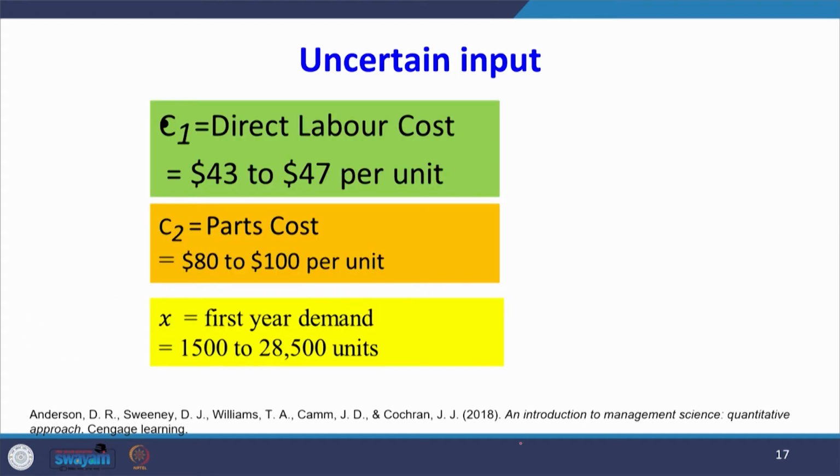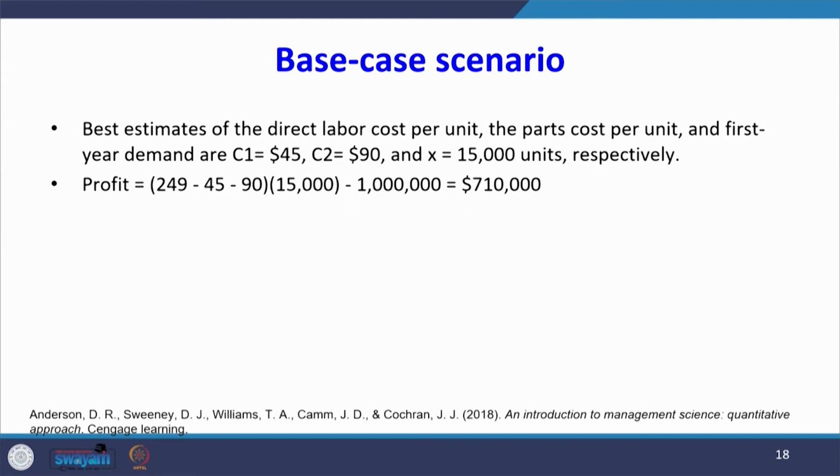What are the uncertain inputs here? Labor cost, part cost and the first year demand. First we will go for the base case scenario. The best estimates for the direct labor cost per unit, the part cost per unit, that is C1 and C2, and X, that is demand, are $45, $90 and 1500 units. So, in the base case scenario, what will be the profit? 249 minus 45 minus 90, multiplied by demand, minus 10 lakh. So, you will be getting $710,000. That is your base case scenario.